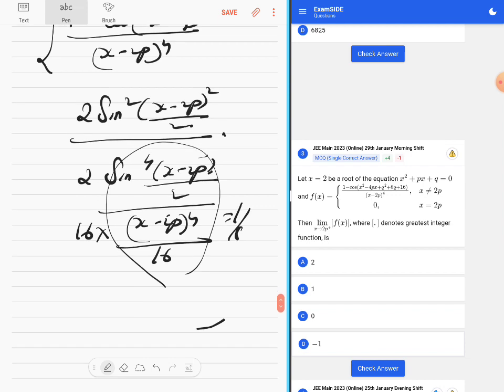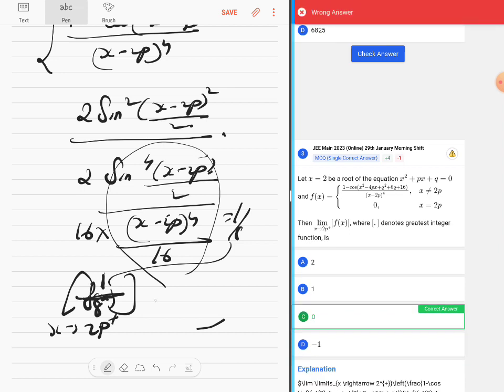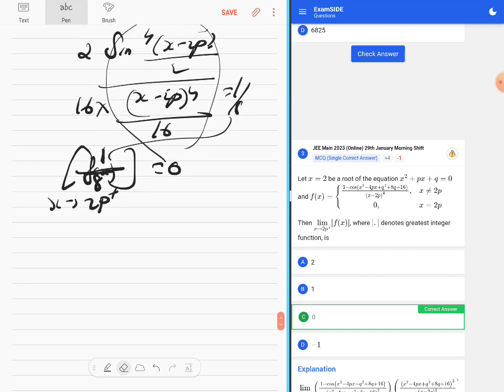The question is the greatest range of the function. This is your limit of f of x, where x is tending to 2p from the right. And the greatest integer function of 1 by 8 is a decimal number, so it will be 0. So the answer, irrespective of the value of p, is going to be just 0, because we got f of x itself. That's about this sum. Let's go to the next question.